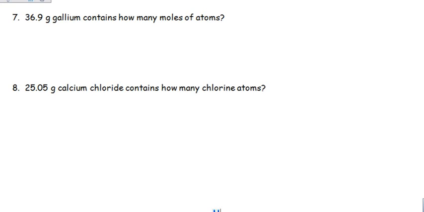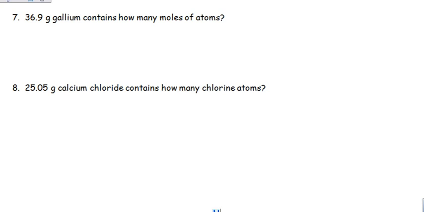Here's a few more practice problems with mole calculations. Number 7, we have 36.9 grams of gallium, and we want to know how many moles of atoms that would contain. We are switching from grams to moles. How many moles of atoms?